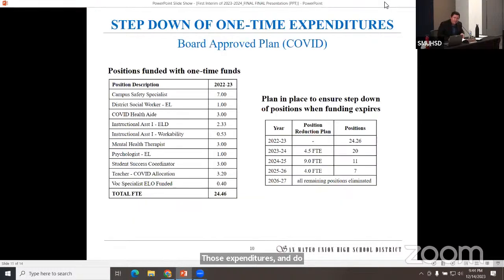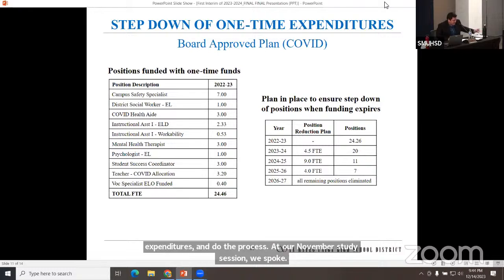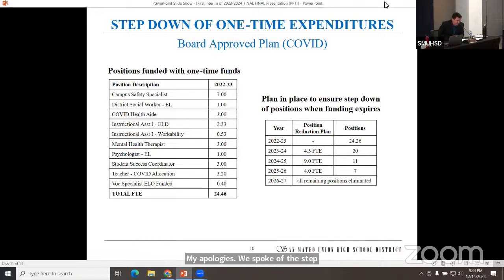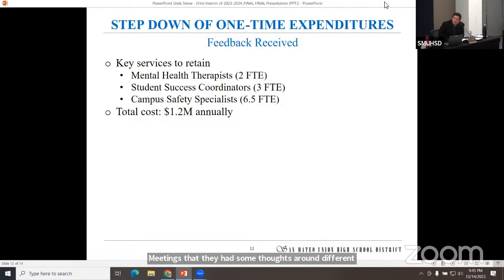At our November study session, we spoke of the step down plan, the original step down plan, which was approved in March of 2023. It is included here. We received feedback from both administrators throughout the district as well as the board in some budget meetings that they had some thoughts around different positions that we may need to consider that were really important to students. The feedback that we received really focused around the positions that are supporting our students' mental health.